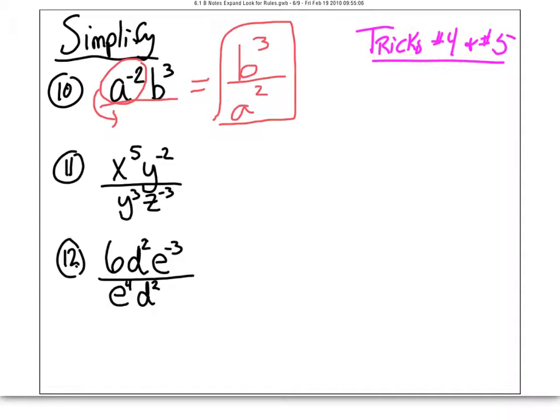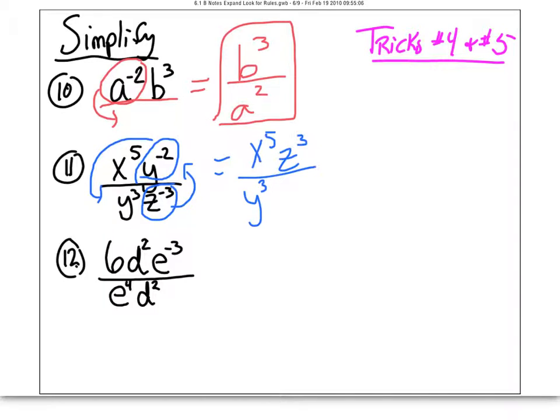Number 11, I have 2 negative exponents to get rid of. This one here, this one here. So I'll move the y down, move the z up, and rewrite it. So x to the 5th, bring that z up, z cubed, and y cubed on the bottom, and this y comes down, y squared. Now, if you look at it, there's one x, one z, but 2 y's.